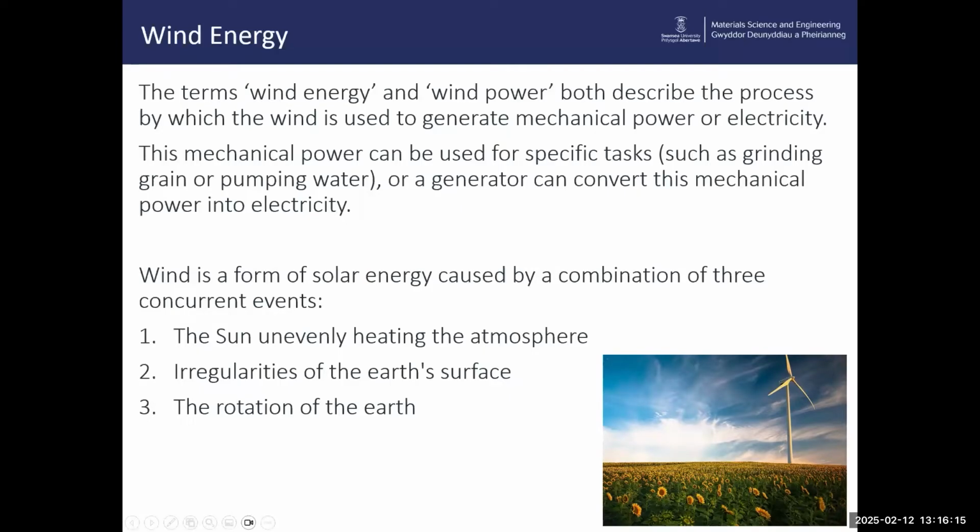You may be interested in this, but what is wind? It's actually a form of solar energy caused by a combination of three concurrent natural events. Firstly, the sun unevenly heating the atmosphere, irregularities of the Earth's surface, and the rotation of the Earth. So these all things combined will create wind flow. Different patterns and speeds will be generated from these events.